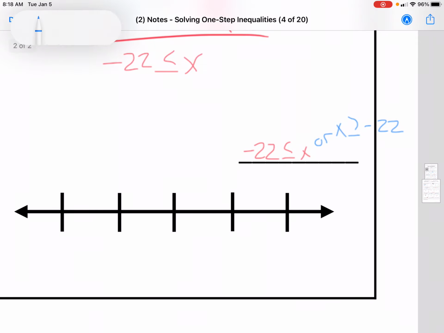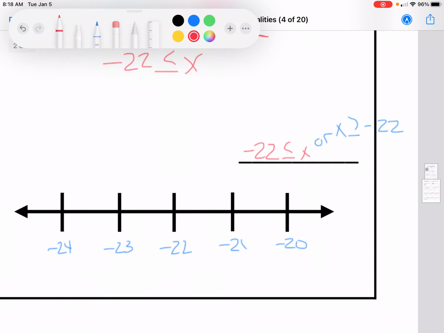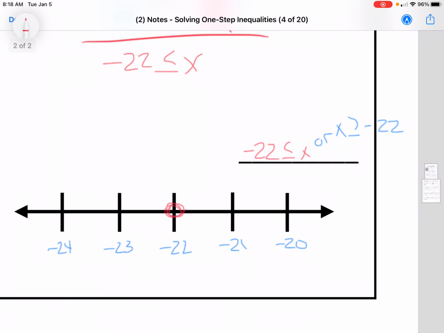All right, -22, -21, -20. Okay, it's a closed dot on -22, and it is greater than, so it is going to the right. X is greater than, the Pac-Man's eating the X, so the X is greater. All right, that is it for today.